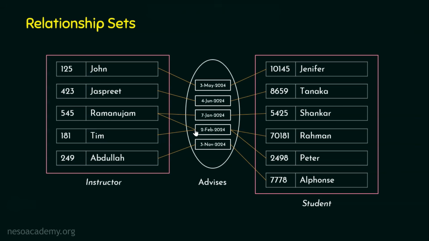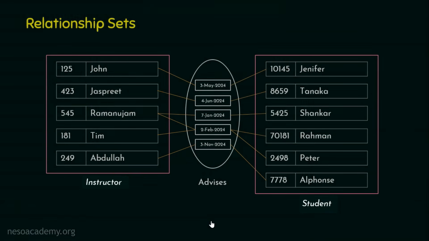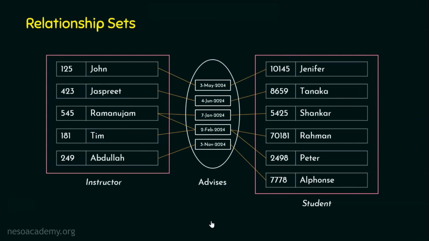So what I mean to say here is that the number of entity sets that participate in a relationship set is the degree of the relationship. Here, the advisors relationship set has participation from two entity sets. One is instructor, another one is student. So the degree here is 2, because two entity sets are participating in the advisors relationship set. If this is a binary relationship set, the degree is 2.